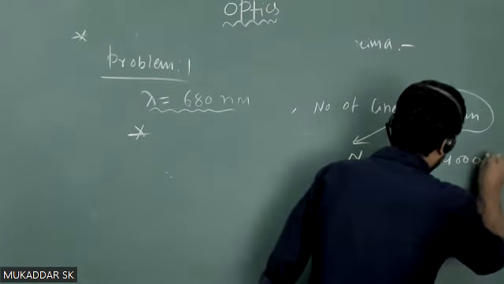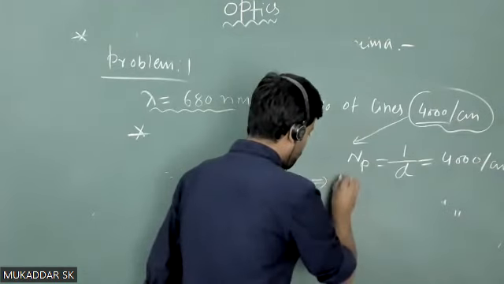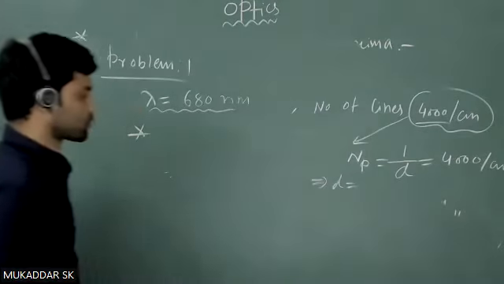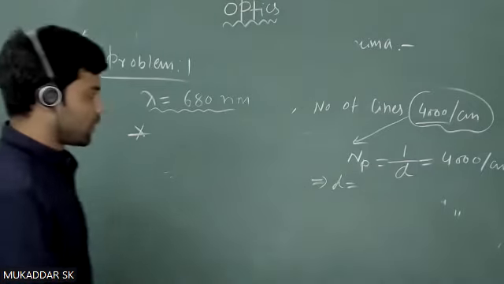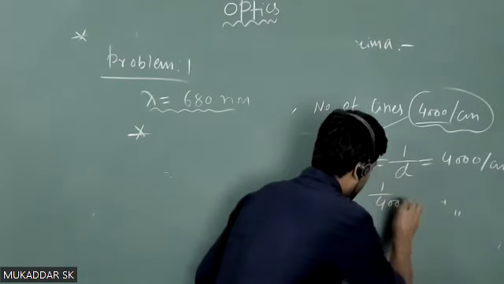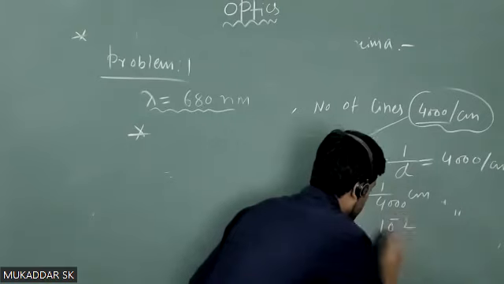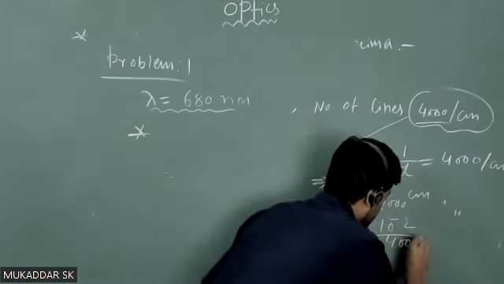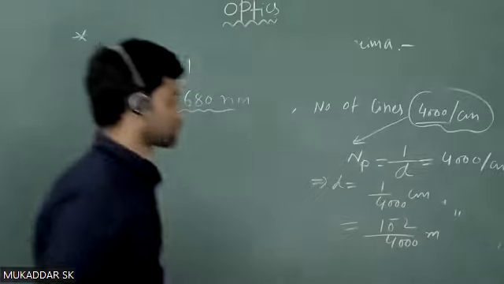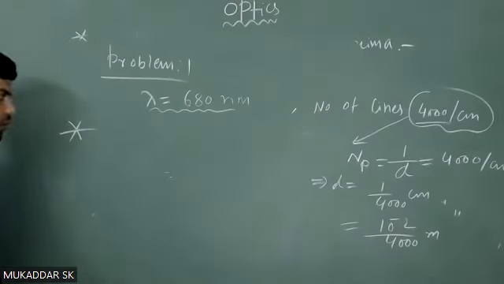4000 per centimeter. Okay? So from here you will get d. How much will d be? That will be 1 by 4000 centimeter. So it will be 10 to the power minus 2 divided by 4000 meter. Okay. So what do you have to calculate? Angular position or diffraction angle for third order maxima.